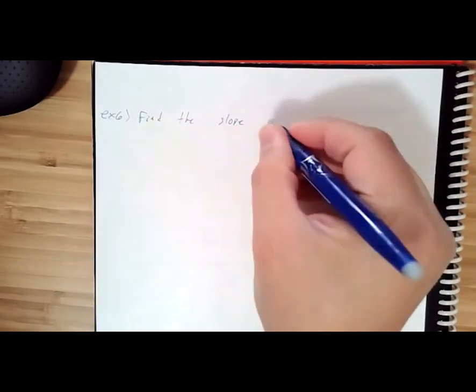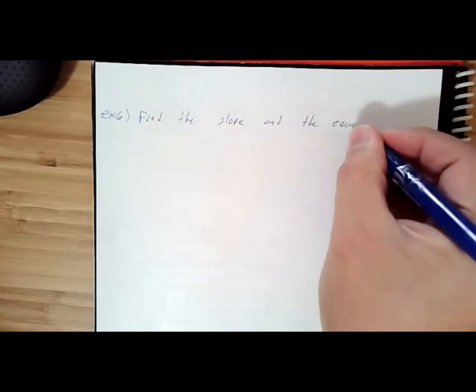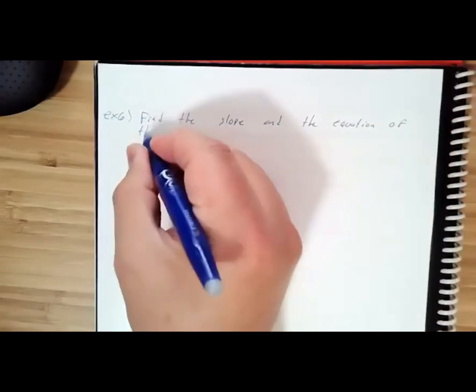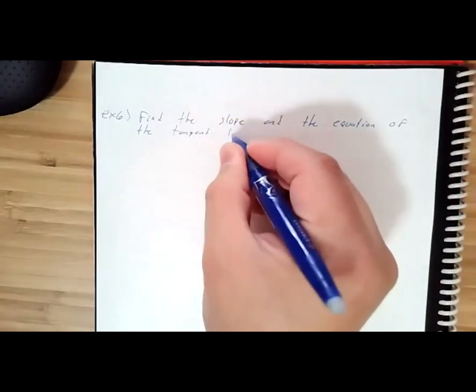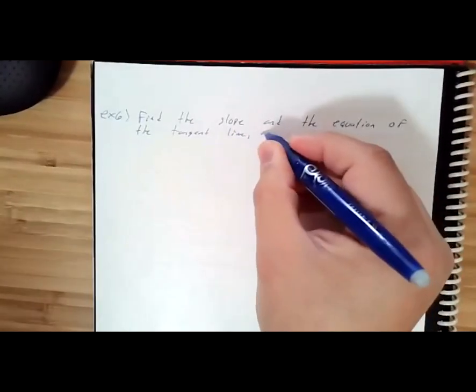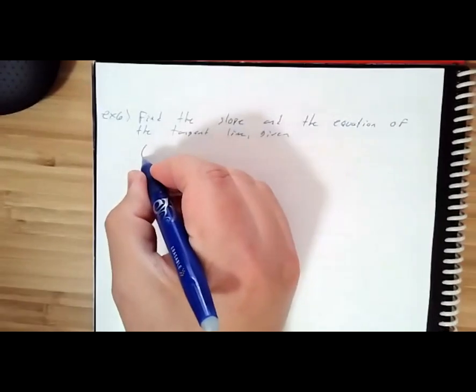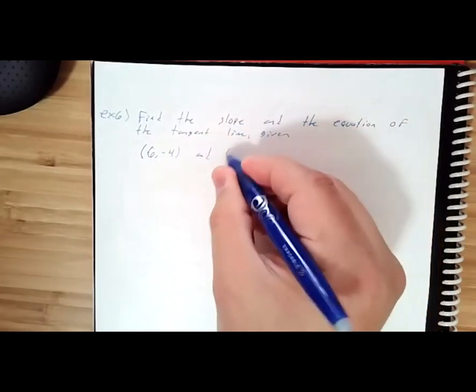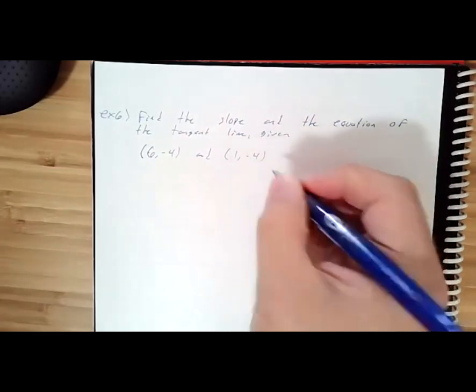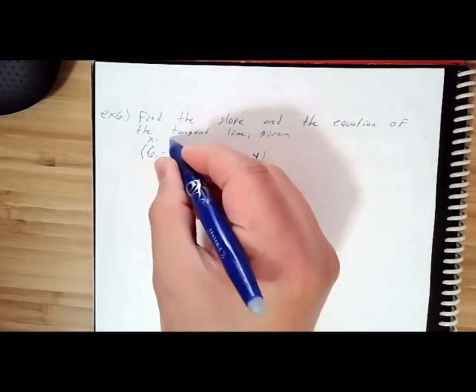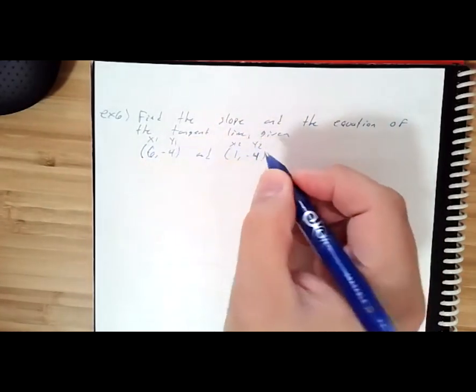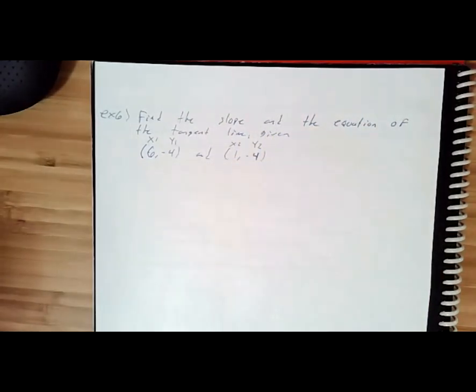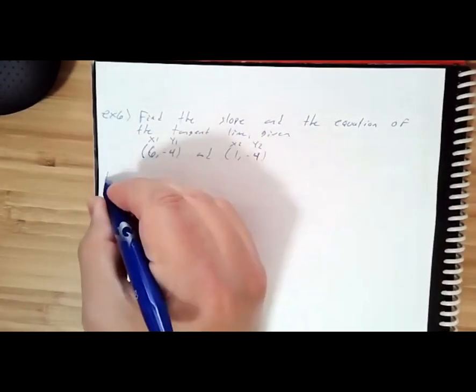Find the slope and the equation of the tangent line, given this point here, 6, -4, and 1, -4. Okay, so write down the formula, that way we don't forget it.